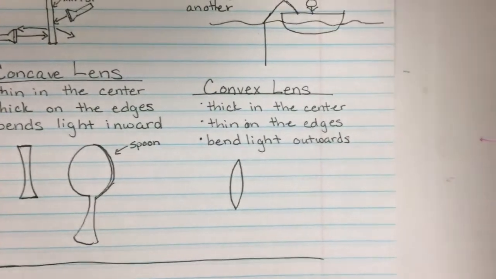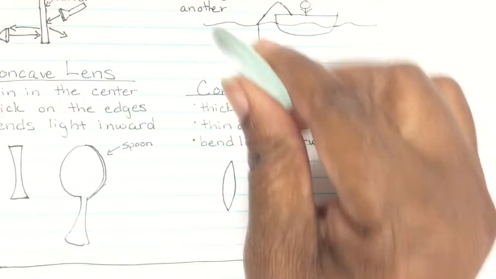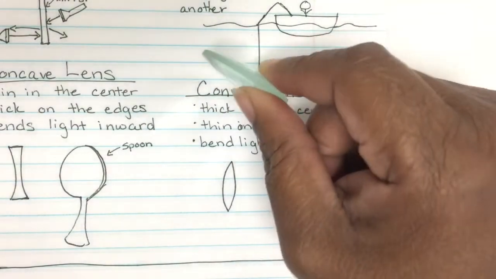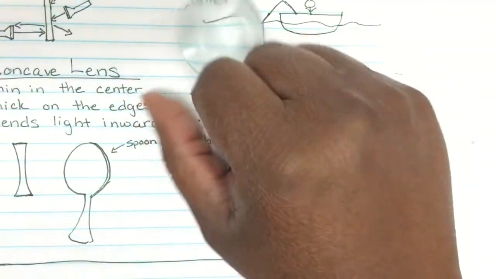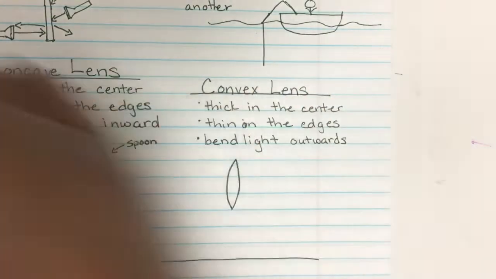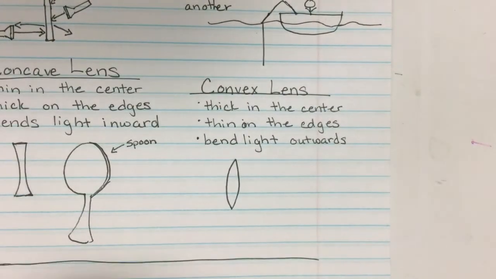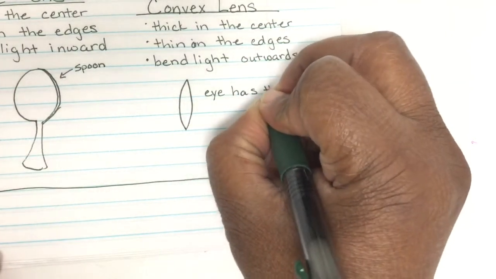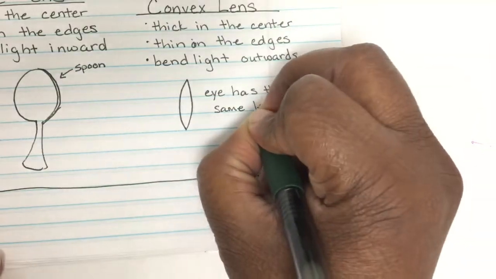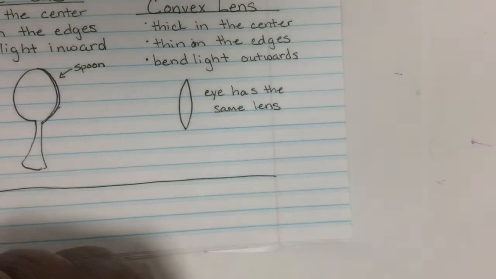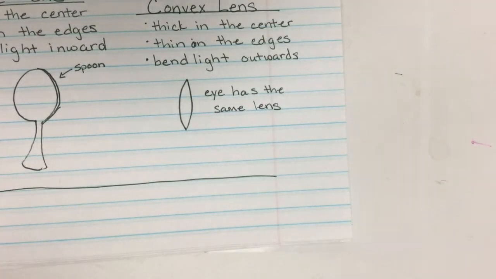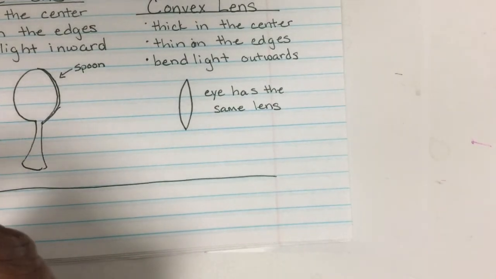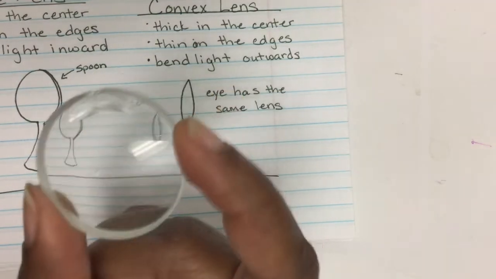So when an eye is working properly, it's going to have the same shape as this convex lens, because your eye has a lens over it that looks just like this. No, I am not talking about glasses. Every single eye has this kind of lens inside of it. Now, some, like mine, are a little faulty, so we have to use a concave lens to see.